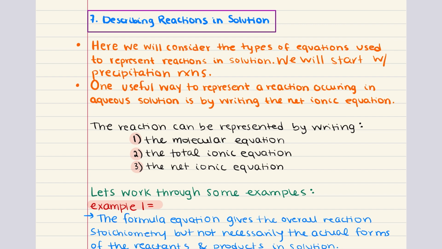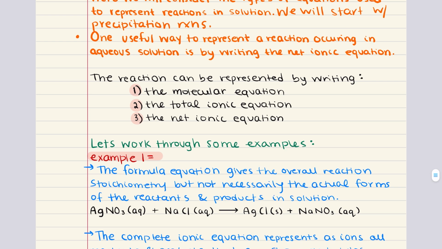So if you remember, we had silver nitrate reacting with sodium chloride to give us silver chloride and sodium nitrate. Now, this right here, we have the overall or the formula equation for this reaction, also sometimes called the molecular equation. Here we see all of the reactants, we see all of the products.